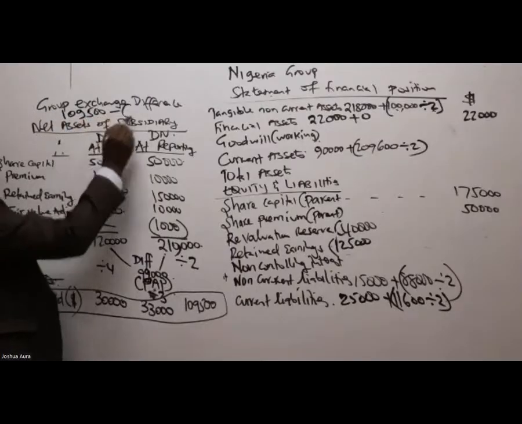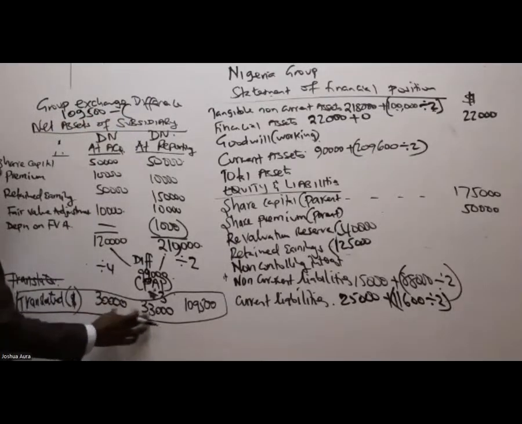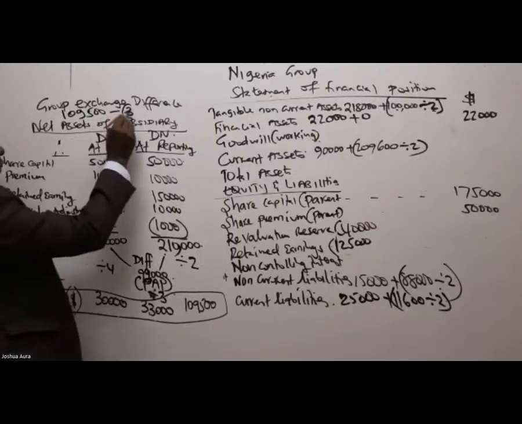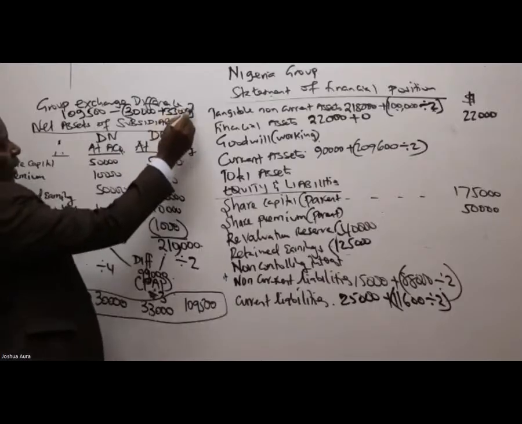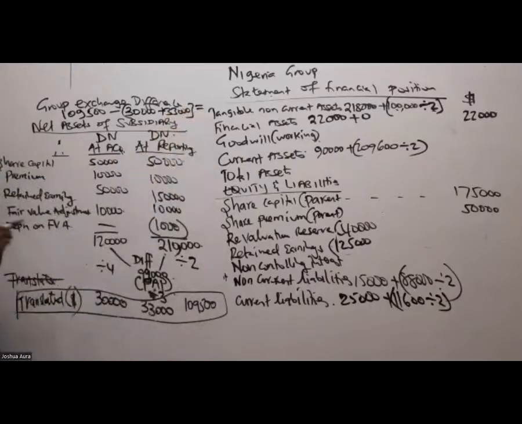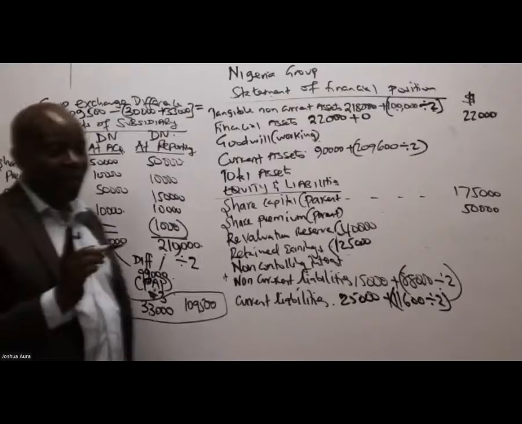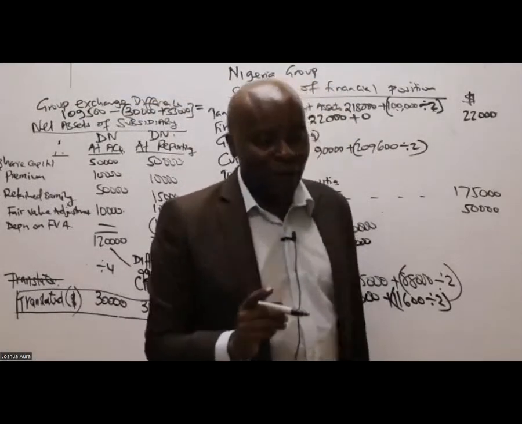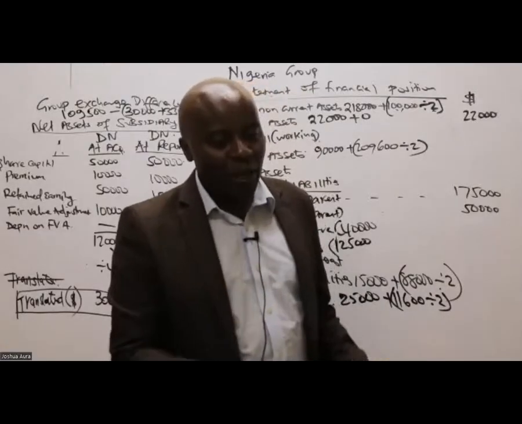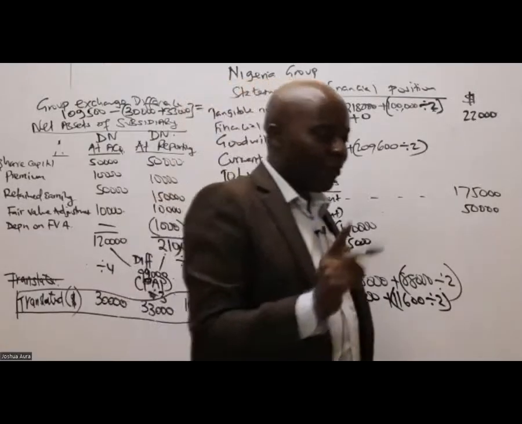109,500. I subtract the sum of these two. So we are talking of 30,000 plus 33,000. So could you kindly give me this figure? The group is gaining here. The group exchange difference is 46,500.